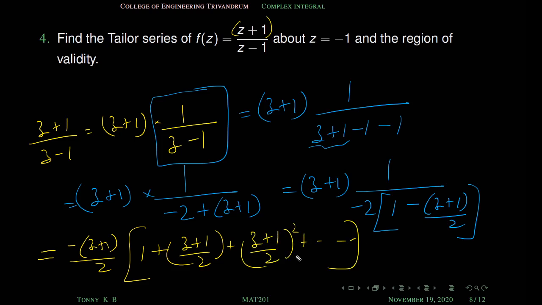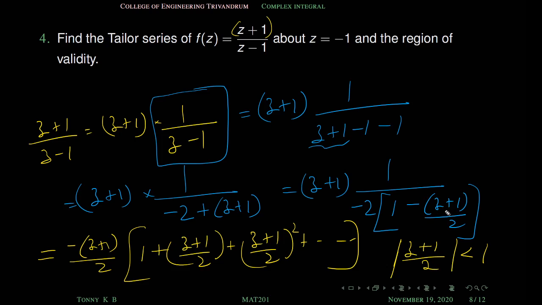Okay. So next question, what is the region of validity? We can directly find the region of validity using this Maclaurin series. We know that this series is valid only when the modulus of z plus 1 divided by 2 is less than 1, right? Because this is of the form 1 by 1 minus z.